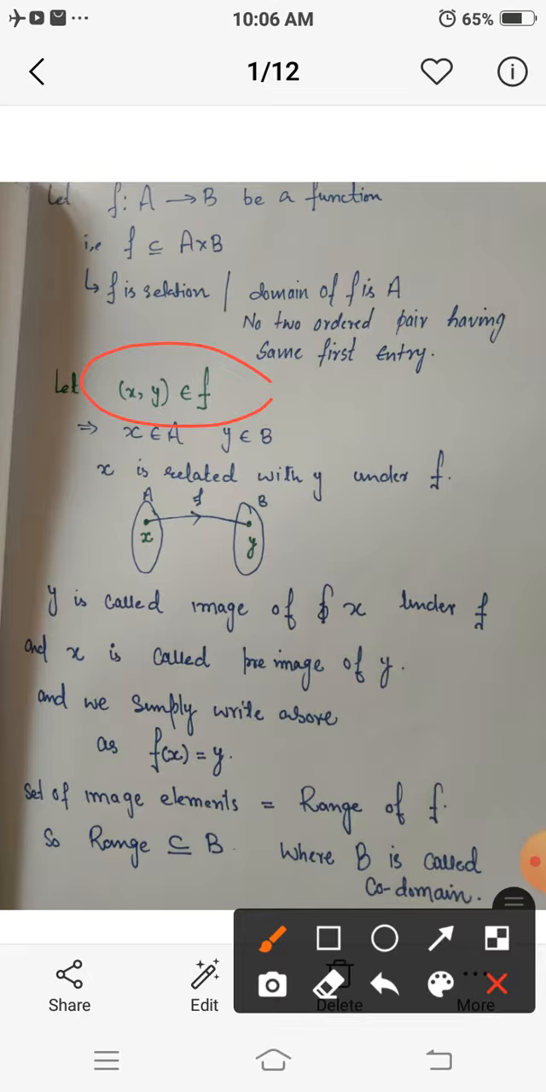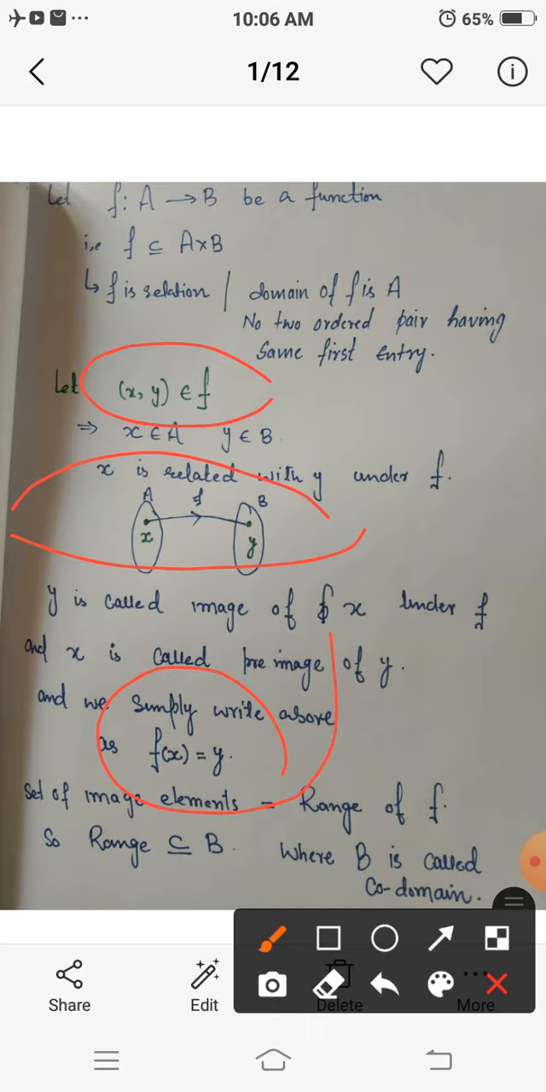Like x is related with y under this f as represented in this very figure. Here y is called the image of x, because x is related with y under this function f, and x is called the pre-image of y. When x is related with y under f, we simply write f(x) = y. f(x) = y means the value of the function at x is y. This means x is related to y, or the ordered pair (x, y) belongs to f.